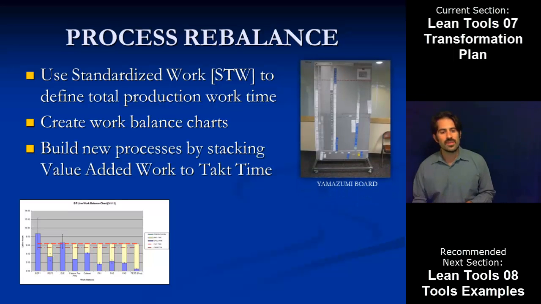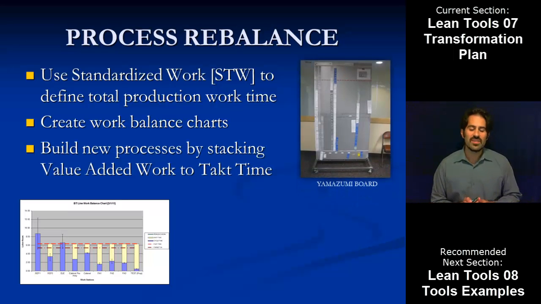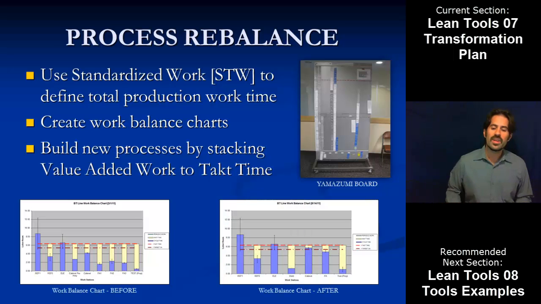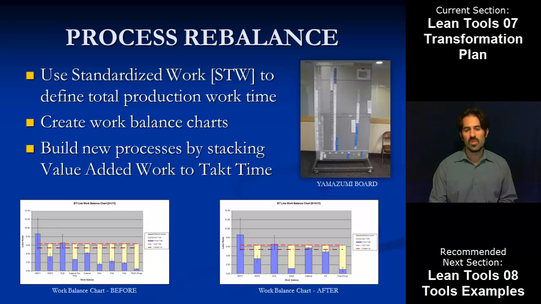And then what we want to do is we want to use the work balance chart that we've got, we want to use our standardized work, and then we want to create new processes that have a higher percentage of value-added work in them, less waste, and when we do that, we can create a fewer number of individual work processes.